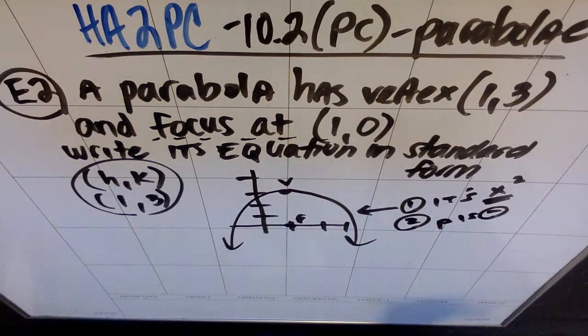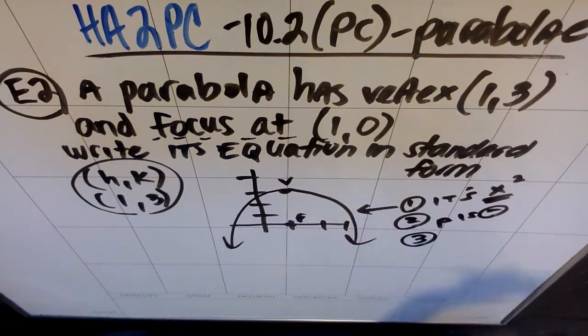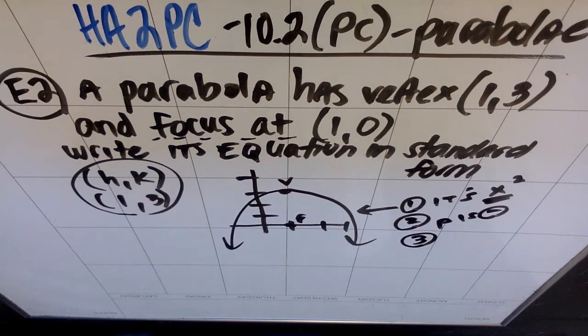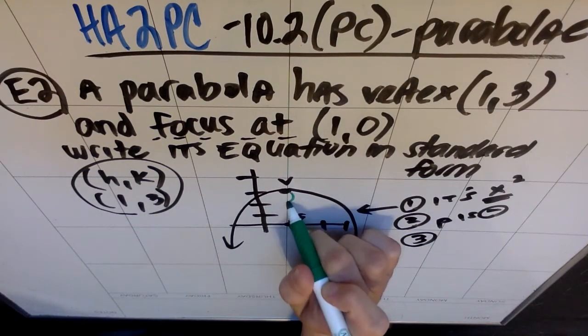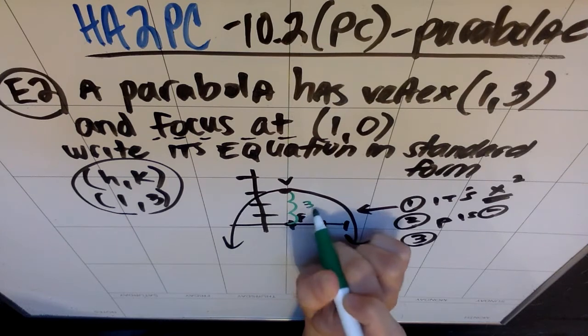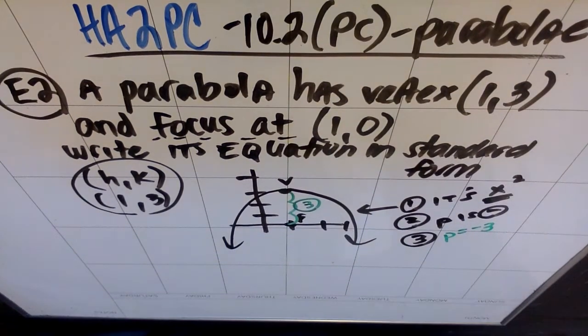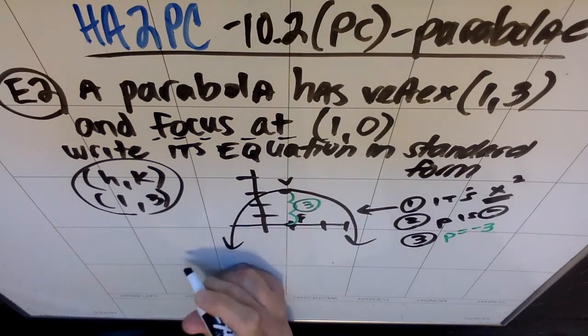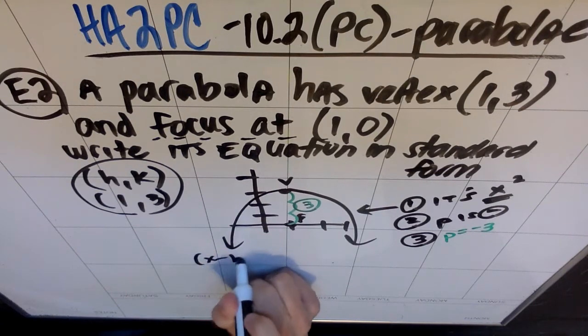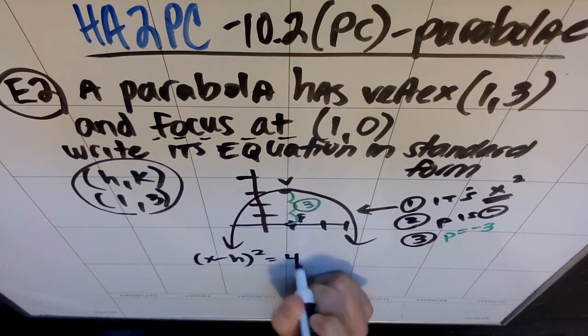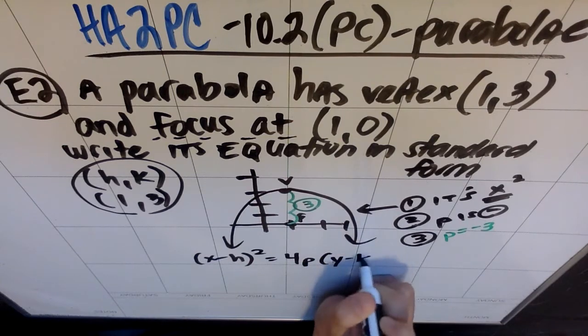The third piece of information, I lied, I can get 3 pieces of information, is I can tell you what number p is. Because p is the distance from here to here, which is 3 units, but in this specific situation, it's -3 because this graph is opening down. So I need to use the formula that has an x squared. So I want to use (x minus h) squared equals 4p times (y minus k), right?